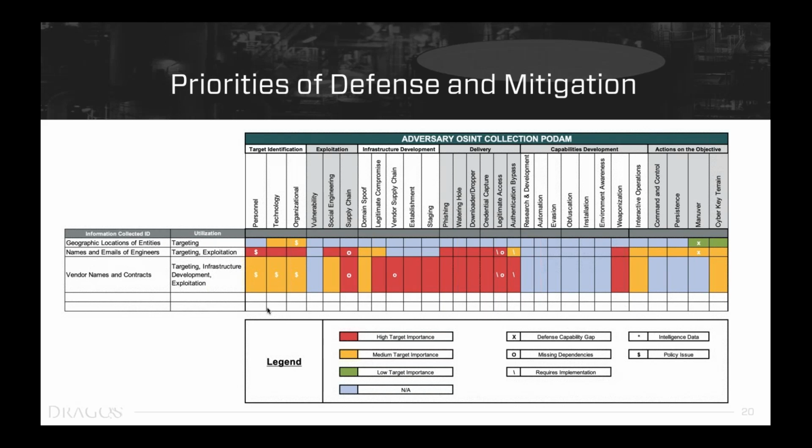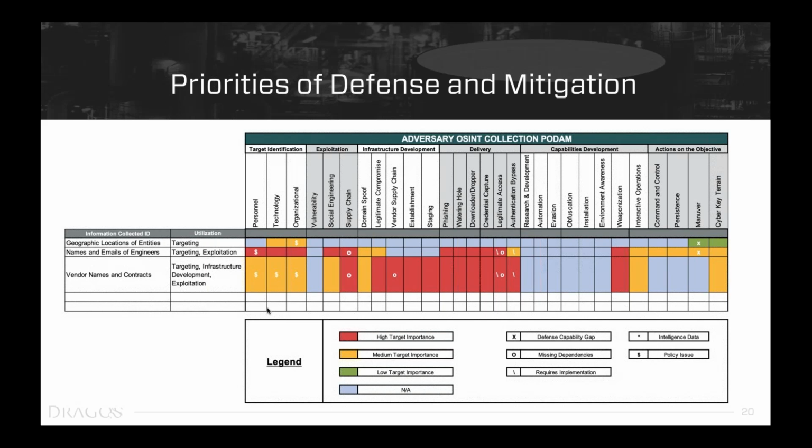Or it could be a business policy that says, these are the organizations that we are required to work with, and thus that's something that might not be able to be changed. You can move through the table here, and you can see under vendor names and contracts, supply chain is marked as red. So that is obviously something that is a higher risk due to vendors and third-party integrations being something that an adversary could certainly weaponize or exploit.